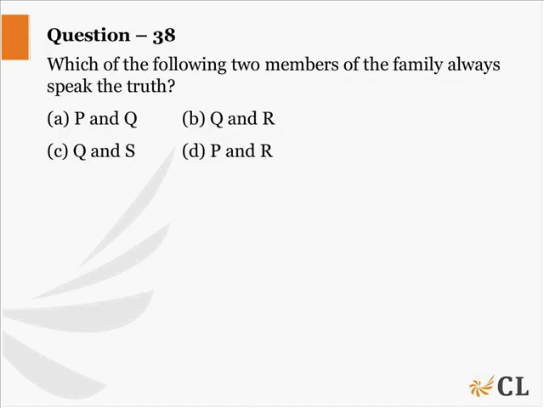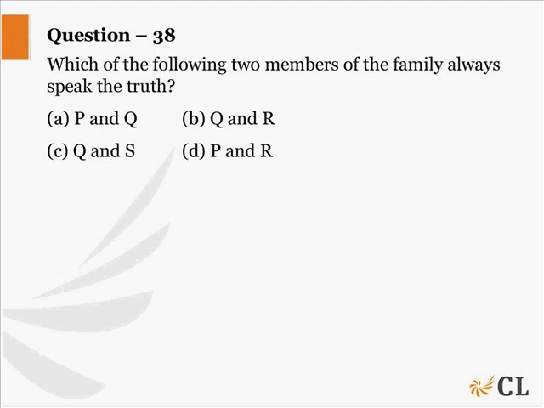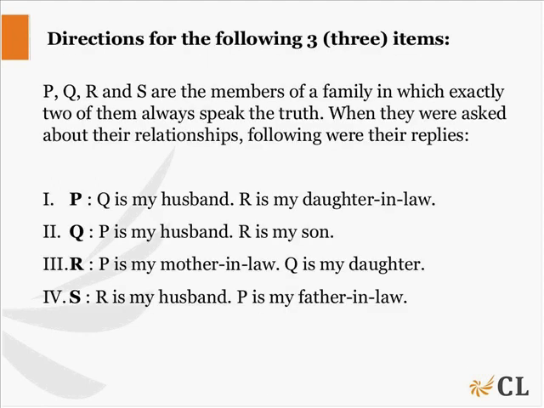P and R. P says Q is my husband, and R says Q is my daughter. So again a contradiction, because here P says Q is a male, here Q is female. That means the fourth is also ruled out. So the only option left is Q and S. Am I clear? So definitely I can say that Q and S are speaking the truth while P and R are not speaking the truth, right?